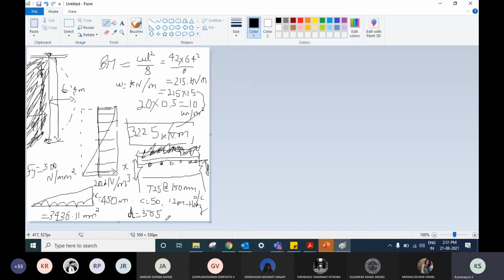In order to convert into kilonewton and meter and compare it with your design moment, what we do is divide the big number that you get in your calculator by 10 to the power 6. 10 to the power 3 for converting from Newton to kilonewton, and 10 to the power 3 again for mm to meter. So divide by 10 to the power 6. What is the final capacity you're getting?